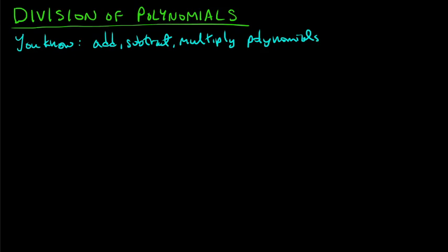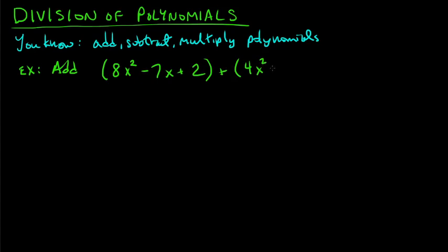But let's just make sure. I'm going to do a very quick review of adding polynomials. Let's suppose we want to add 8x squared minus 7x plus 2, plus 4x squared plus 3x plus 8.